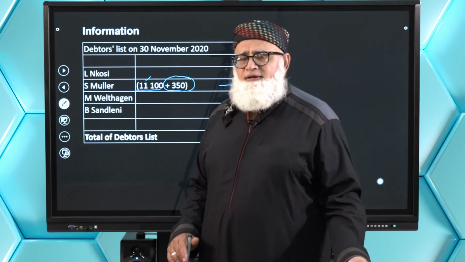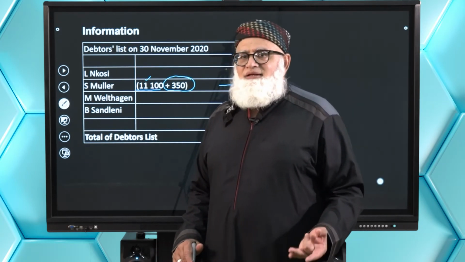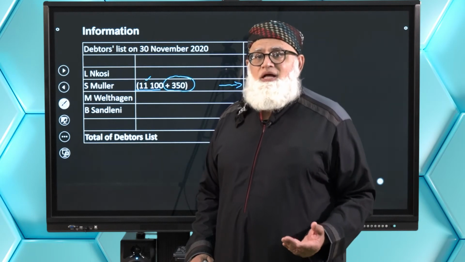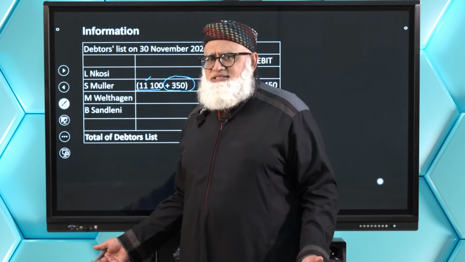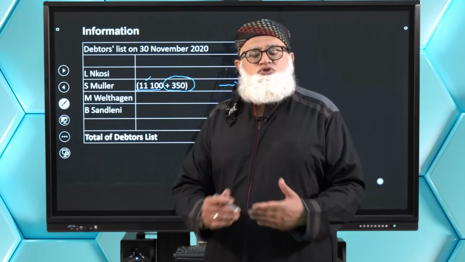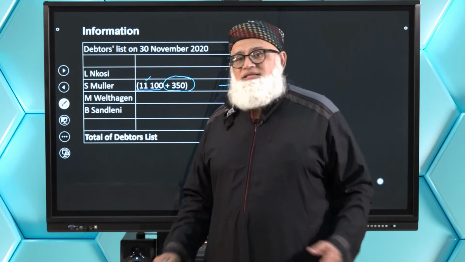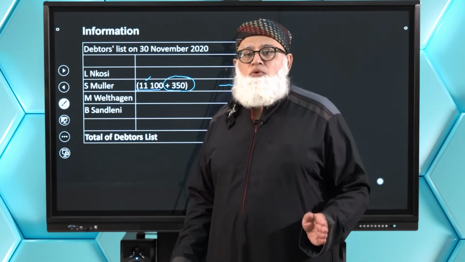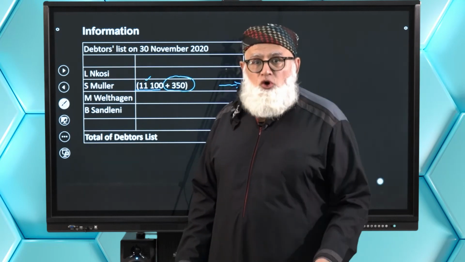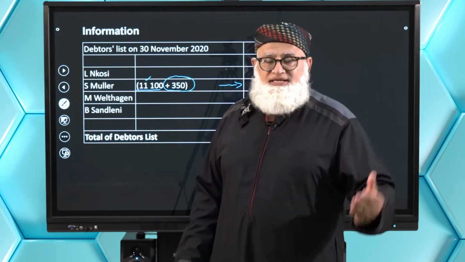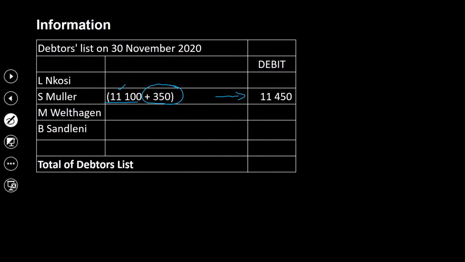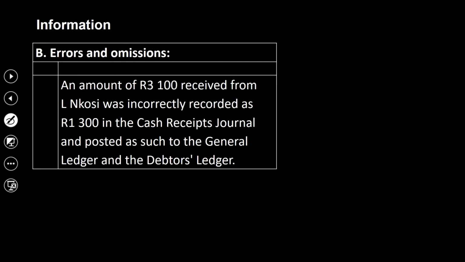Just to take you back, you remember the one that said that your journal was undercast? Why is that one not impacting on my debtors list? Because the list was absolutely in order. There's nothing wrong with the list. The error was only made in the control account, and therefore that is where it was corrected. Okay, next one.